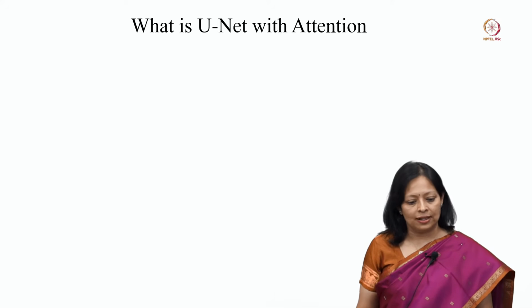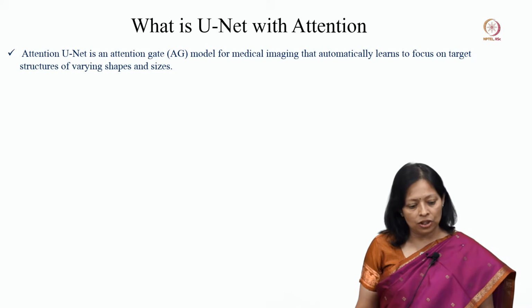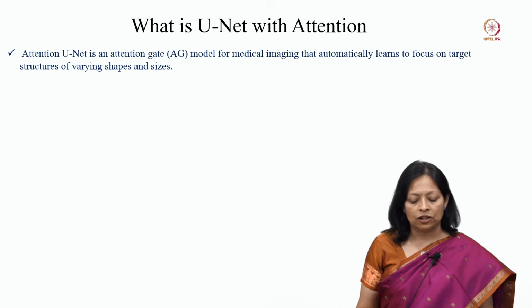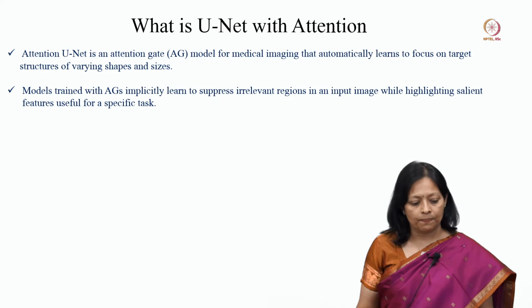So we will start with what is UNet with attention. Attention UNet is an attention gate model for medical imaging that automatically learns to focus on target structures of varying shapes and sizes. Models trained with attention gate implicitly learn to suppress irrelevant regions in an input image while highlighting salient features useful for a specific task.